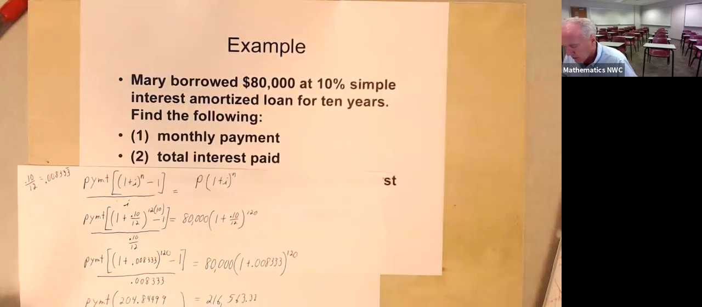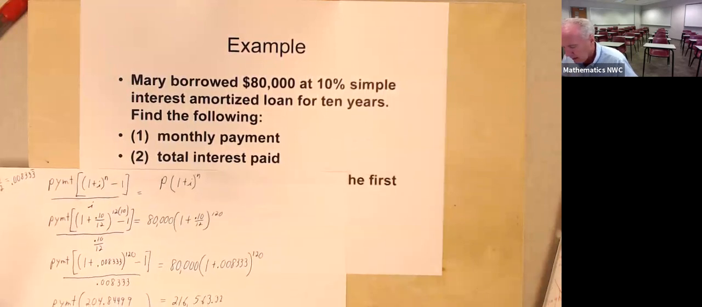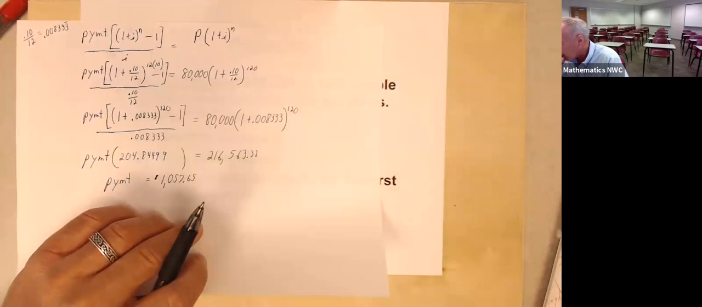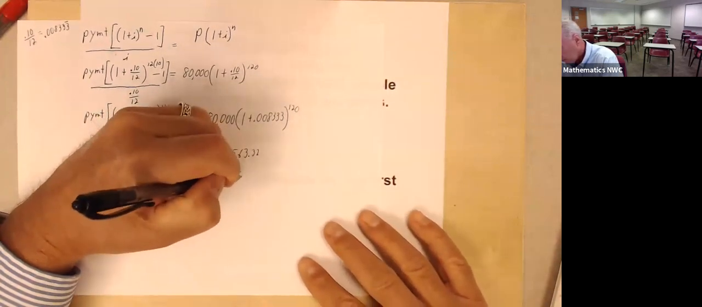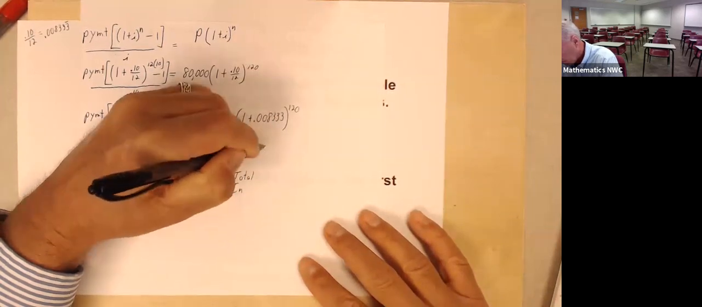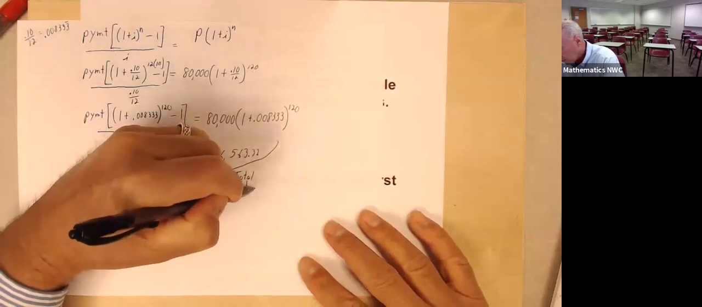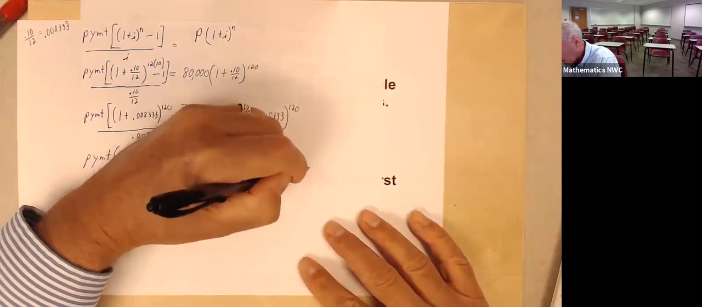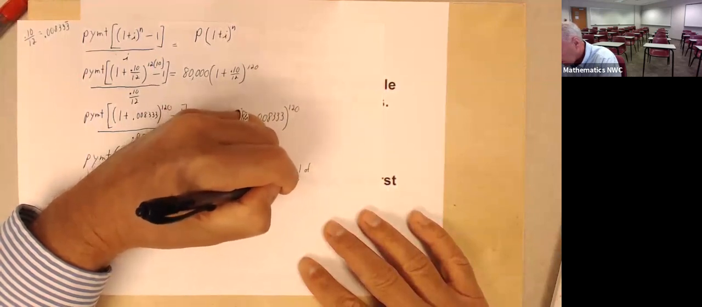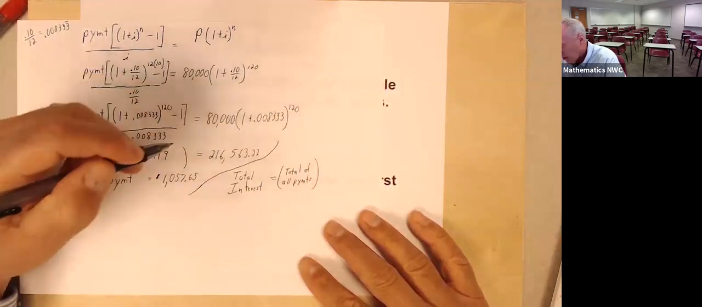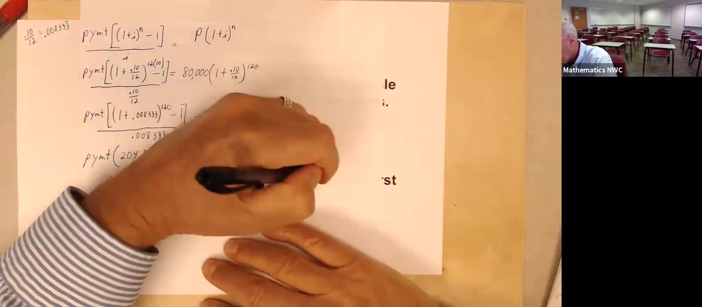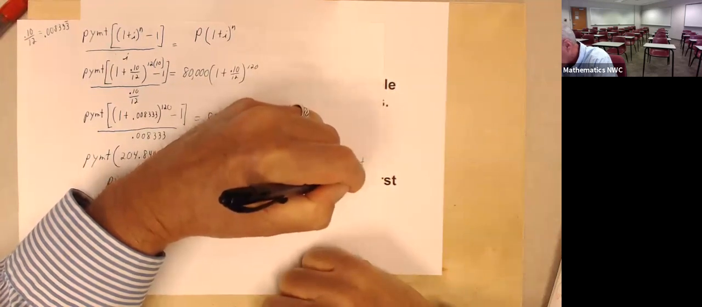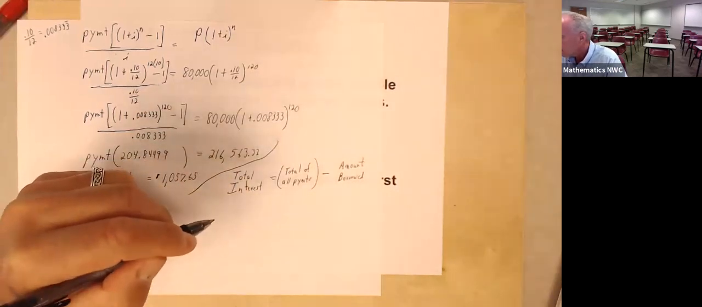Next, we'd like to find the total interest paid. Okay, well, the total interest paid is going to be the total of all payments minus the amount borrowed.